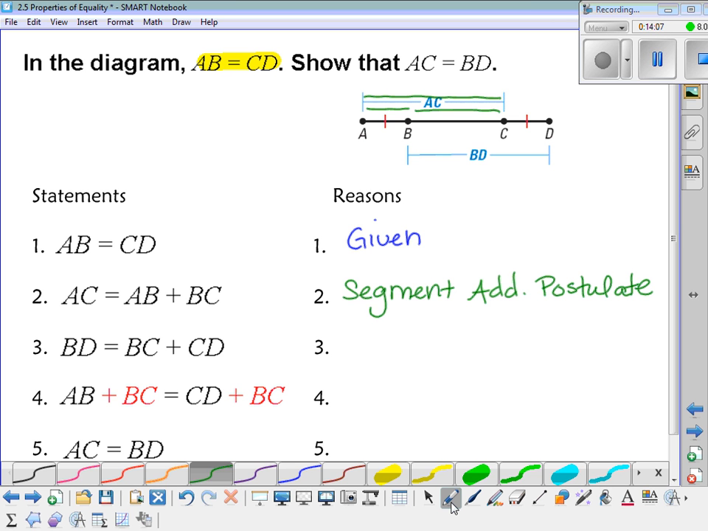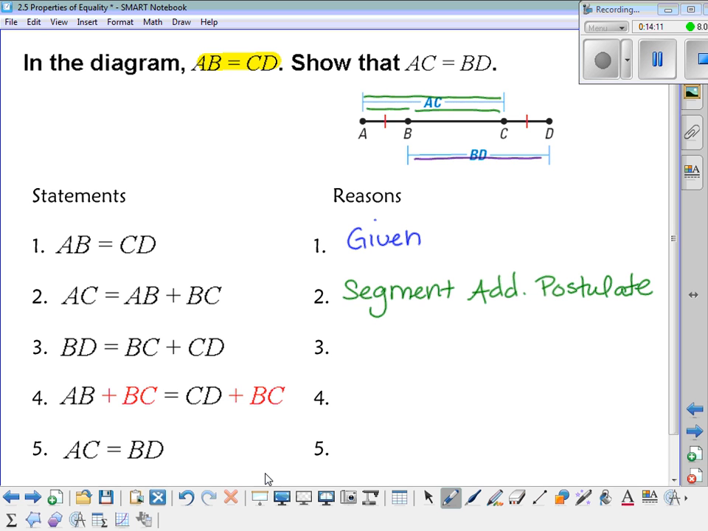And now I look at my next step, and it says that BD is equal to BC plus CD. So again, the two pieces are adding up to the whole thing. That's also the segment addition postulate.